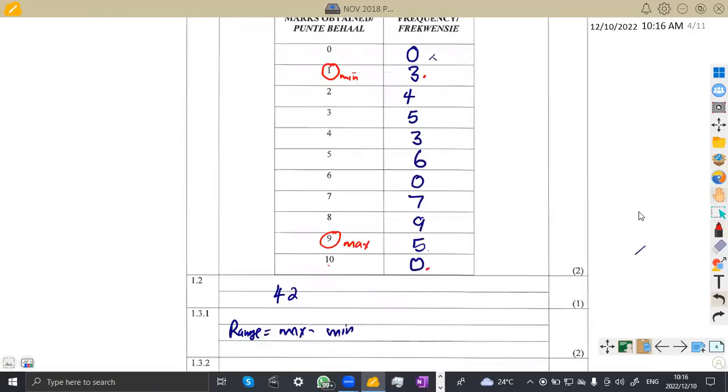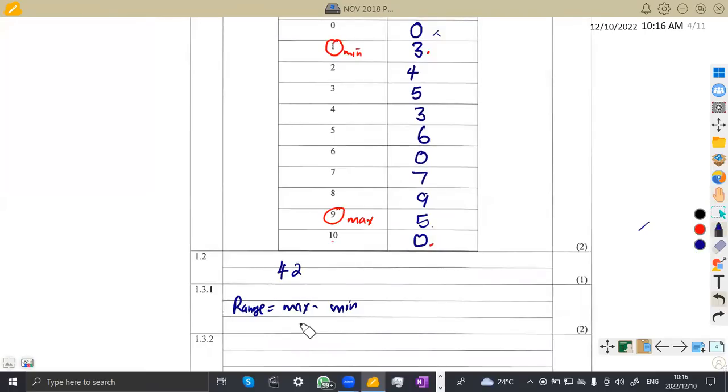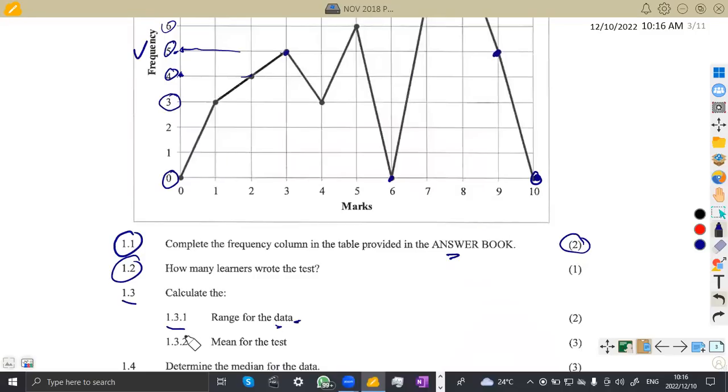So from this information, the range is going to be the maximum, which is 9, minus the minimum here, which is 1. If we subtract this, guys, this is 8. There's no need of a calculator here. So that was the range of the given data on 1.32.